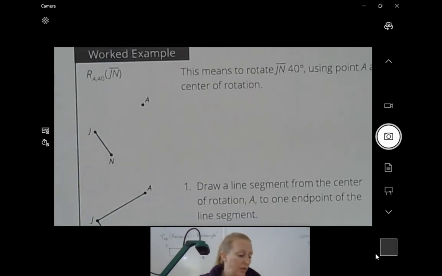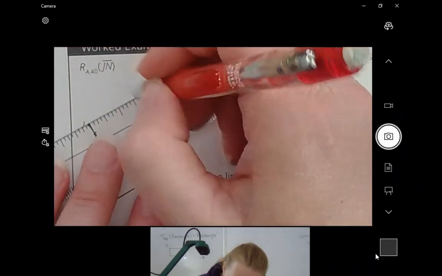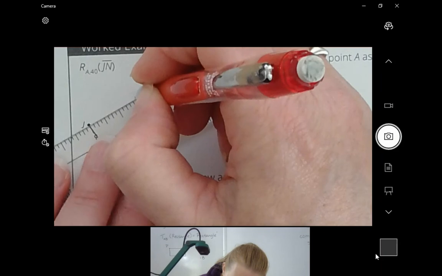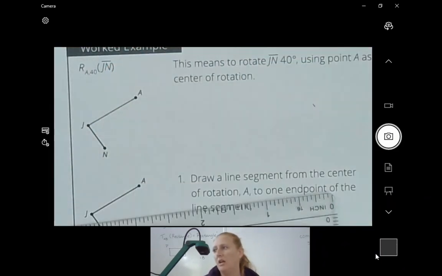So I'm going to use a straight edge and my pencil, and I'm just going to start by connecting my center to one of my endpoints. So I'm just going to use my straight edge and draw A to J.